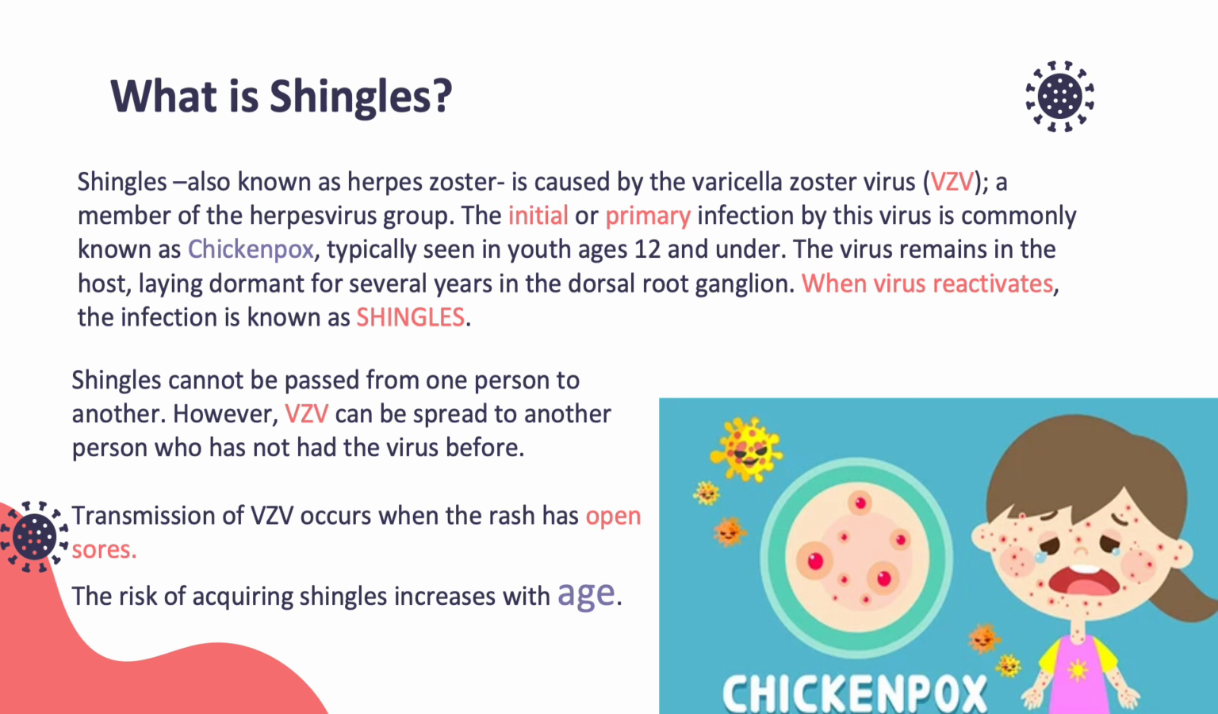Shingles cannot be passed from one person to another. However, VZV, or the virus responsible for shingles, can be spread to another person who has not had the virus before. Transmission of this virus occurs when the rash has open sores, or vesicles. The risk of acquiring shingles increases with age.